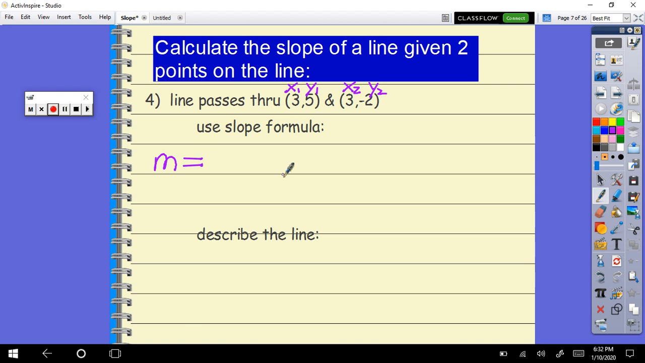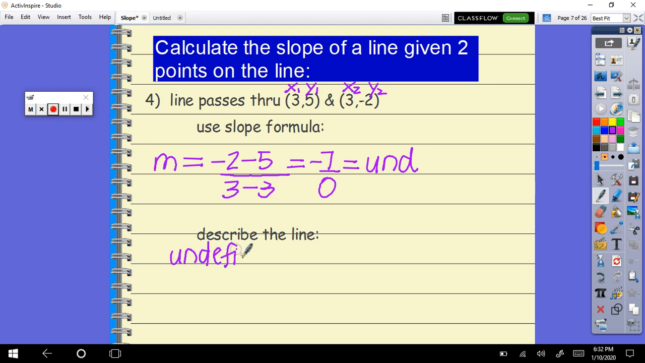My slope is going to be y2 minus y1 over x2 minus x1. Uh-oh, I get negative 7 over 0. Guys, if you punch in negative 7 divided by 0 on your calculator, you're going to get an error message. This fraction is undefined. So you have to go, wait a minute, what do we know about undefined slopes? Undefined slopes go with vertical lines.